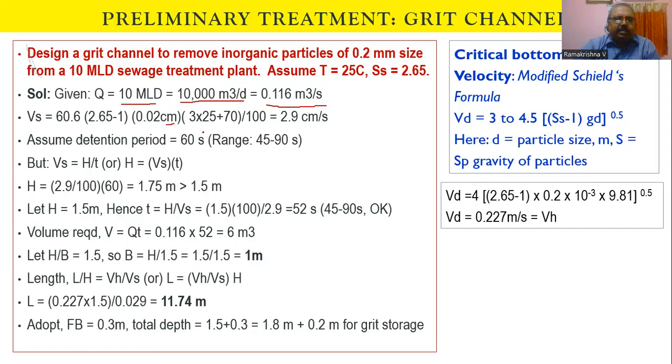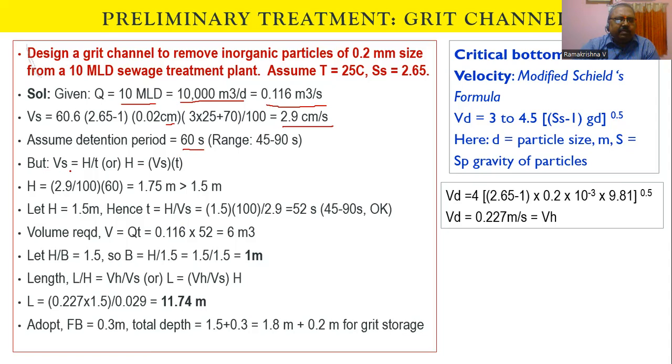And then temperature is given. So 3 into 25 plus 70 by 100, we are getting 2.9 centimeter per second. So we are having a range of detention time, like 45 to 90. So we keep it as 60 seconds.